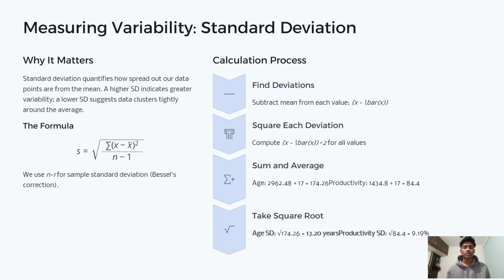Now, standard deviation. Now we calculate the standard deviation, which tells us how spread out the data is. Age standard deviation is equal to 13.20 years, showing a wide variation in student ages, and productivity standard deviation equals 9.19%, indicating that productivity varies but not as widely as age. In simple terms, students come from a wide age range, but their productivity scores are relatively closer to each other.